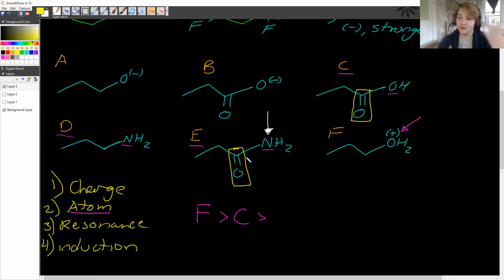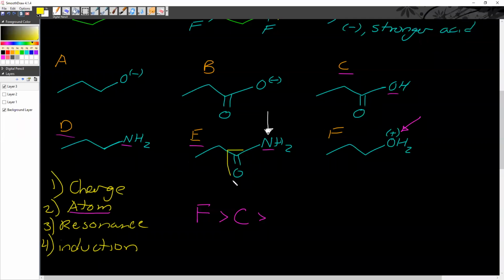So once again, you could just go down the list of things that we've learned. So when you say 2 is atom, you're looking at the element, right? The element that's bonded to the C bond or whatever.